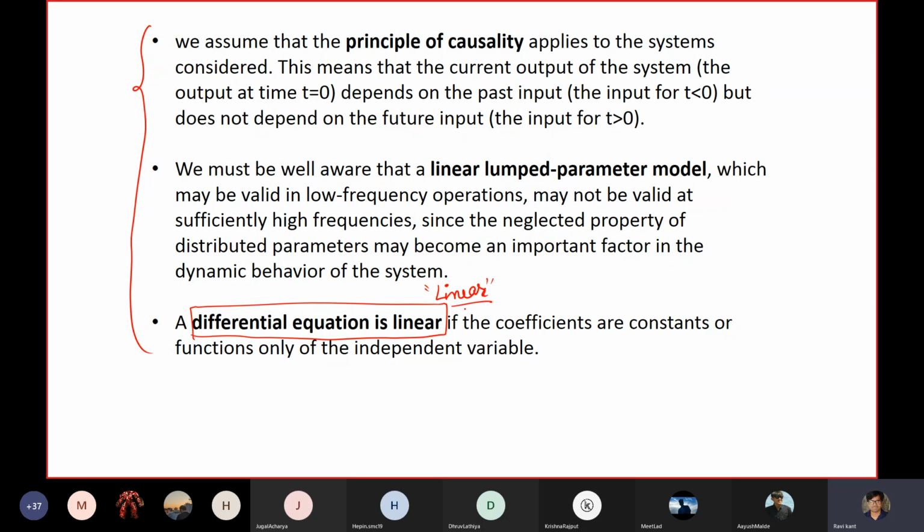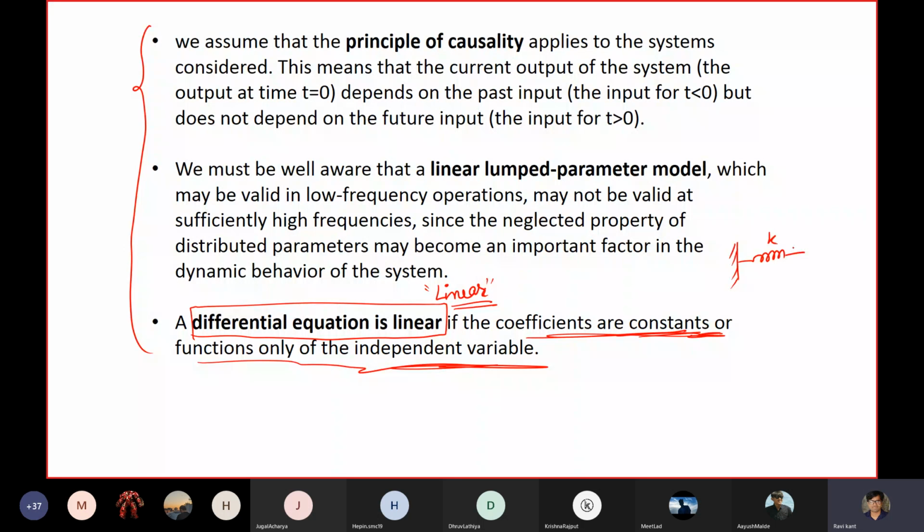And the systems which belong to linear systems are those systems whose mathematical equations have either constant coefficients or functions of independent variables only. Okay, this is kind of a mathematical glitch, but just to give you a feel of what exactly I'm telling, let us talk about a simple system as a spring mass system.